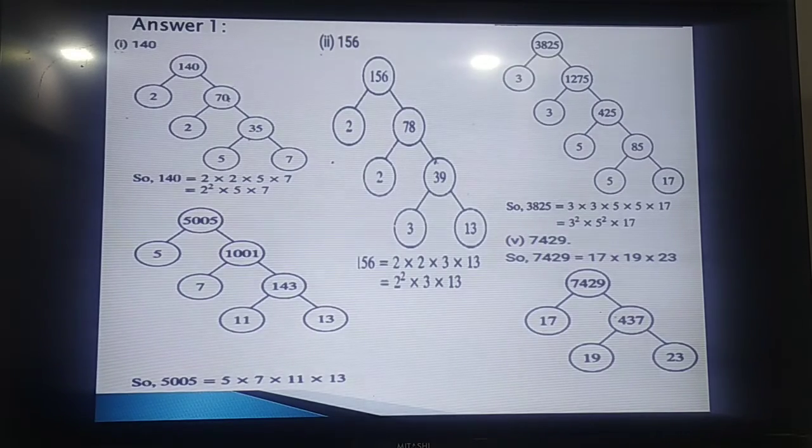You can make a factor tree also. Suppose 140 is there. 140 can be factorized as 2 into 70. 70 again factorizes as 2 into 35. 35 can be factorized as 5 into 7. Finally, 140 has factors 2 into 2 into 5 into 7. Similarly, you can see this prime factorization tree.